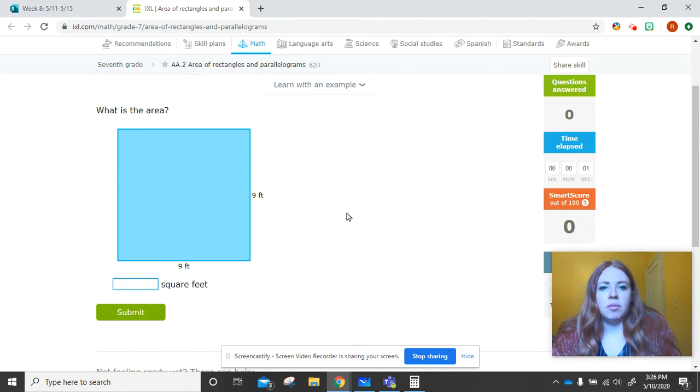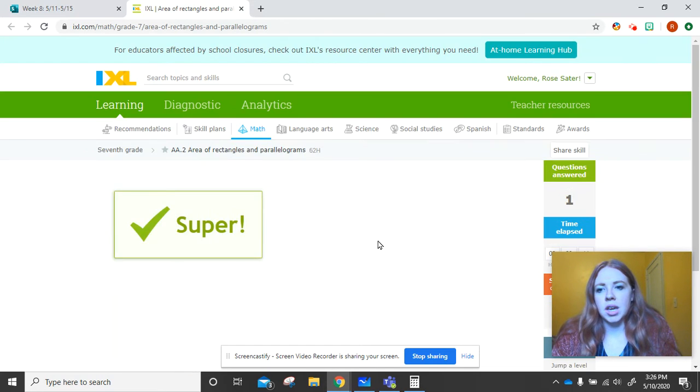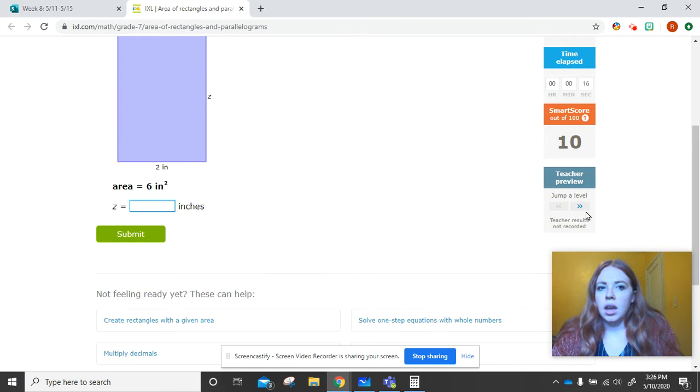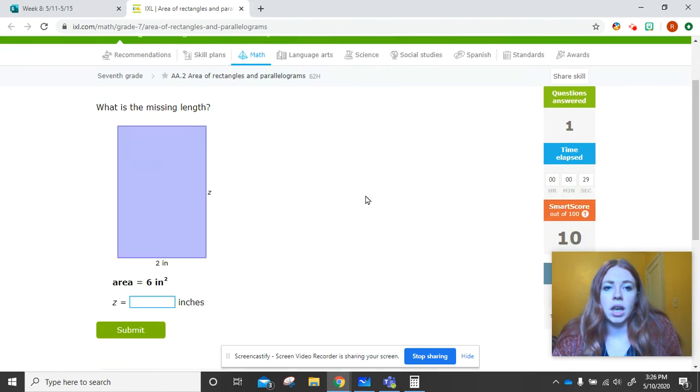So for a rectangle or square, it's just length times width, so 9 times 9. We enter, we submit. Your goal is to get to a 75 SMART score, or to have practiced for at least 20 minutes. If you're practicing for longer than 20 minutes and not getting a 75 SMART score, then I would suggest you go back and watch the video again.